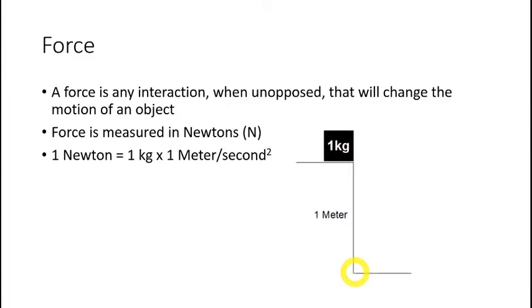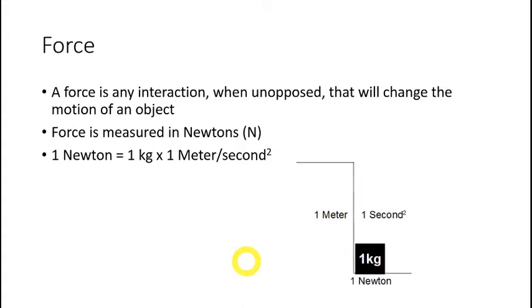So hopefully this will be cleared up with a little example here. If I have a box that weighs 1 kilogram and it is off the ground at 1 meter, and we push it off that ledge to where it falls, and as it's falling it is accelerating as it gets closer to the ground. When it falls at 1 meter and it accelerates at a rate of 1 meter per second squared, it is going to equal 1 newton.